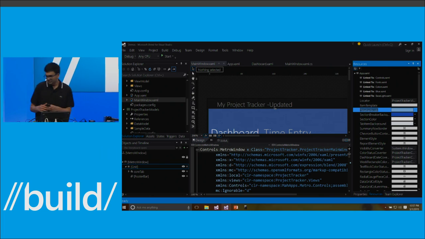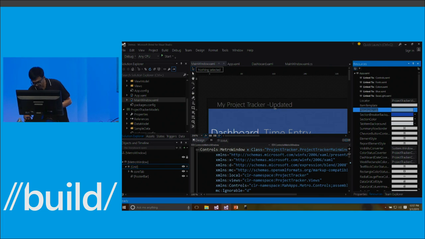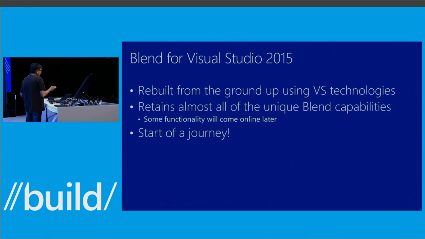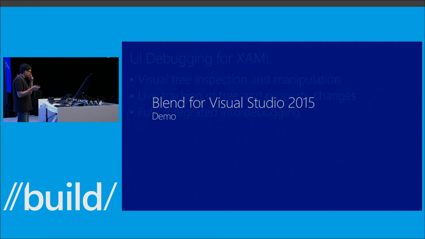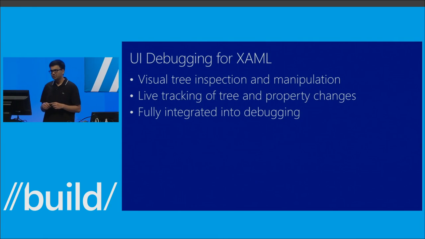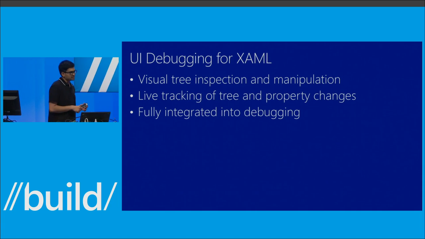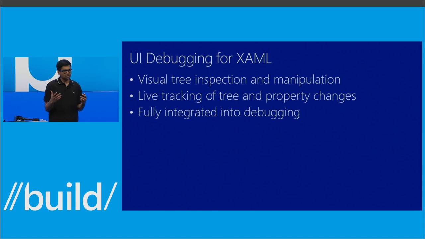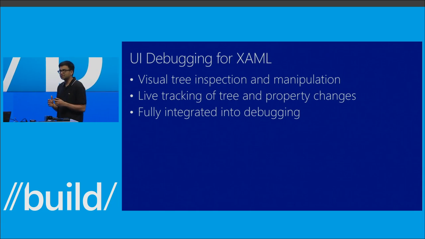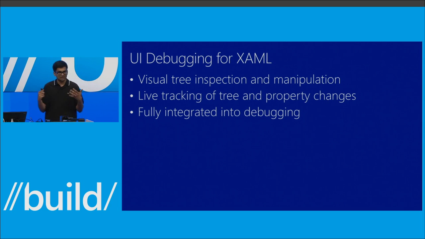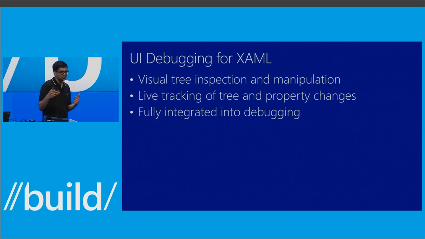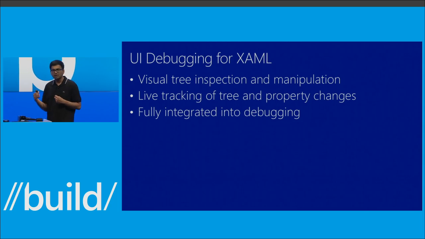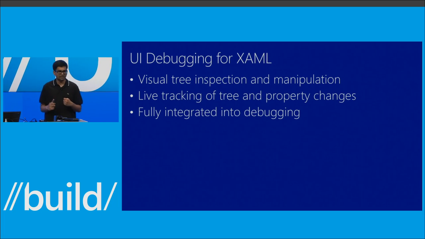Good question, though. So, okay, let's switch back to the slides for a second and talk about my favorite feature in Visual Studio 2015, UI debugging for XAML applications. We have integrated a live visual tree and a property explorer fully into the debugging experience, so you can quickly inspect the visual tree of your application as you're debugging it. You can see the properties for different elements, and you can do a lot more that I'll show via demos.